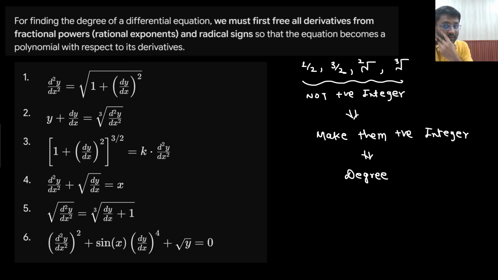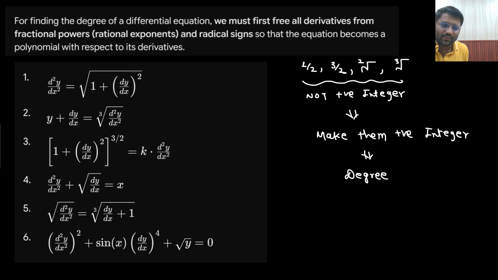The first example is d2y by dx2 equals to under root of 1 plus dy by dx whole square. Till this point there is no issue. 1 plus dy by dx whole square, there is no issue, right? And then under root. But sir, this under root is creating the problem.